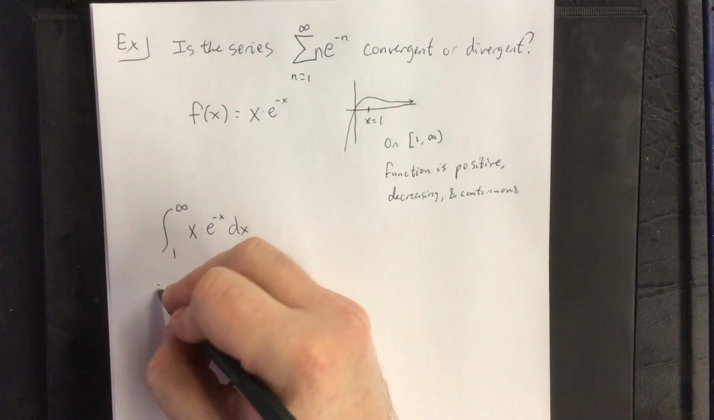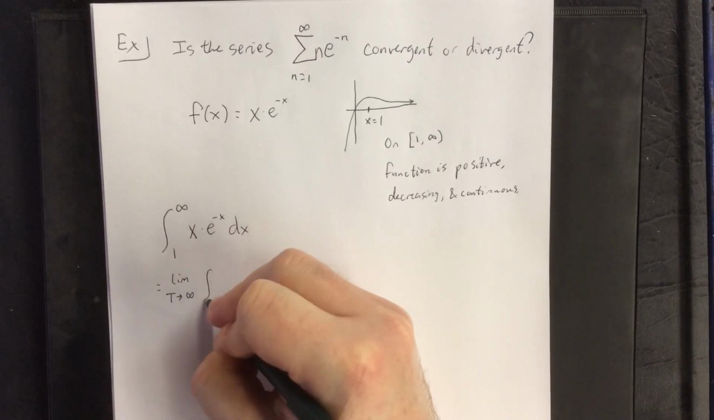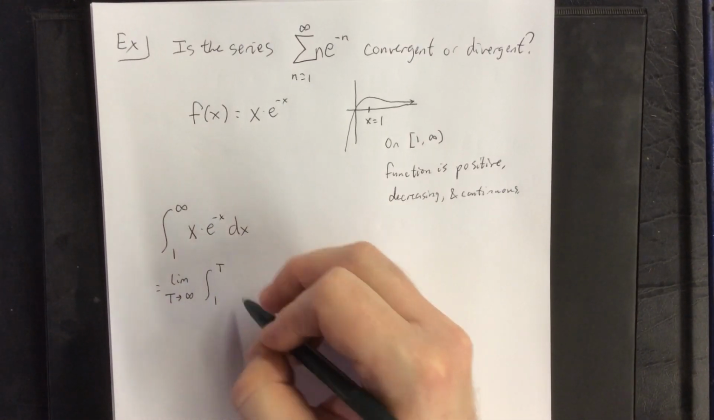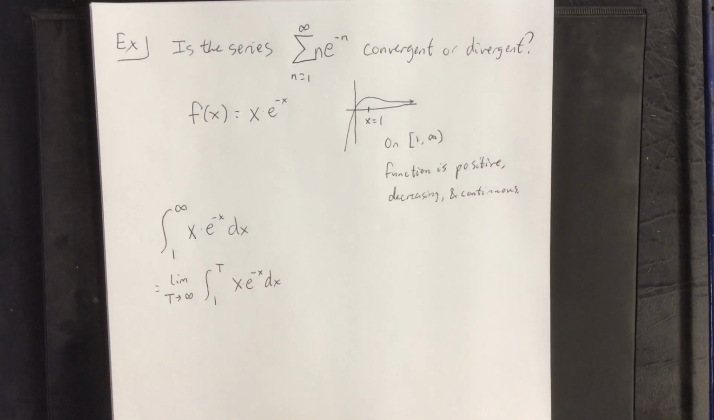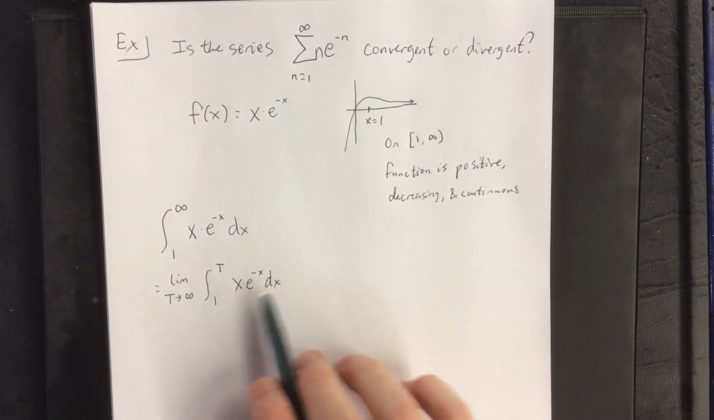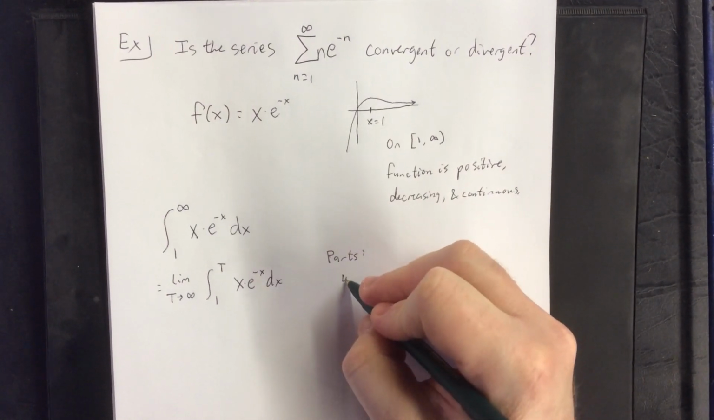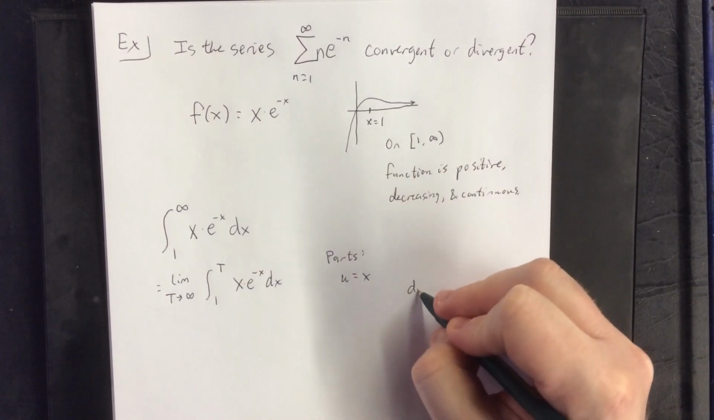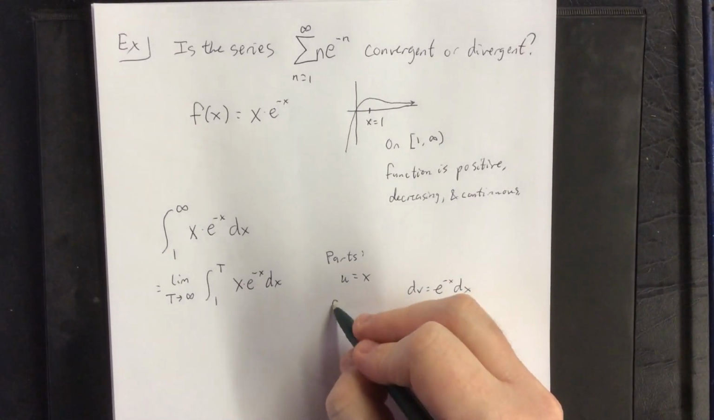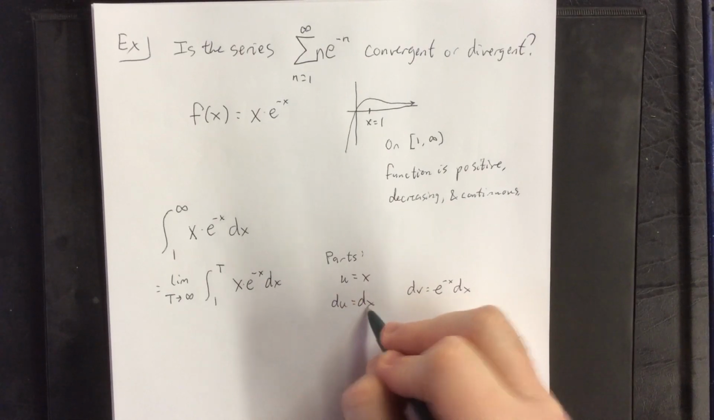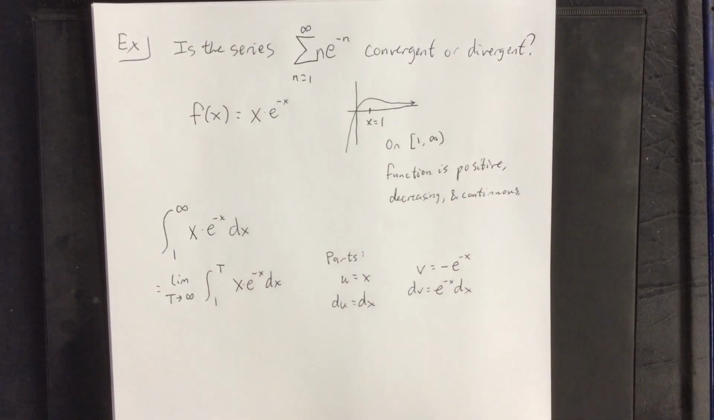Now, in order for us to do so, first we express our improper integral in terms of a limit. This will be the limit as capital T approaches infinity of the definite integral from 1 to t of x times e to the negative x dx. In order to integrate this, we will be making use of integration by parts. We'll let u equal x, dv will be equal to e to the negative x dx. Differentiating u with respect to x, we'll get dx, and integrating dv with respect to x, we'll get negative e to the negative x.